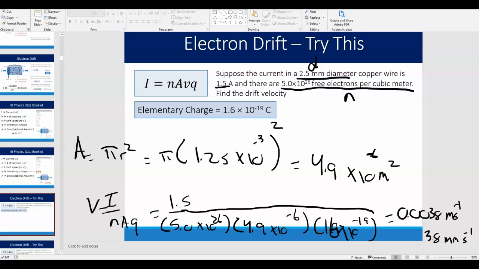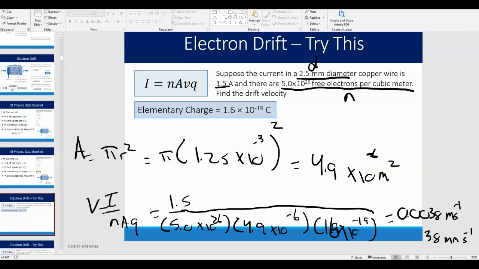And so something very unusual about drift velocity is that it's actually very, very small. It's a very interesting concept, but when you, for example, turn on a light switch, the light comes on right away. You might think that the electrons are zooming through the wires to go from the light switch to the light, but that's actually not the case. Drift velocity tends to be very, very slow. 3.8 millimeters per second, that's amazingly slow.